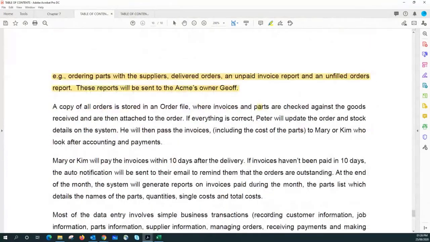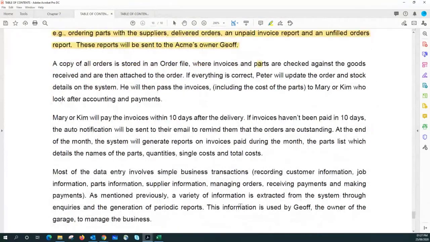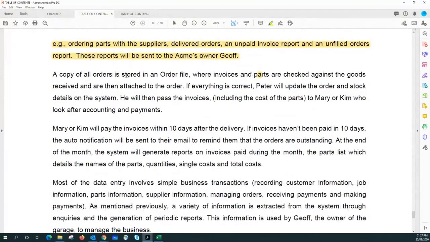All right. So let's come to the next section. A copy of all the orders is stored in the order file where the invoices and the parts are checked against the goods received and are then attached to the order. If everything is correct, Peter will update the order and stock details on the system. He will then pass the invoices, including the cost of the parts, to Mary and Kim to look after the accounting and the payments.